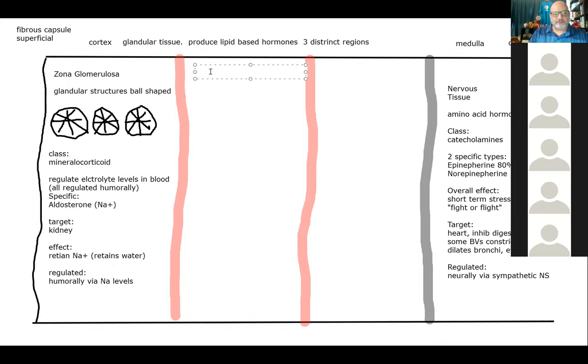All right. What's our second level, our middle level, intermediate zone? Zona... Is it the F1 or the R1? There you go. Spell it. Yep, the zona fasciculata. Excellent. That sounds a lot like the term fascicle to me. What does fascicle refer to? Bundles? Bundles of what? Cells. Yeah, we talked about bundles of muscle cells or fascicles, or bundles of axons or fascicles. So this is made up of long linear glandular structures.